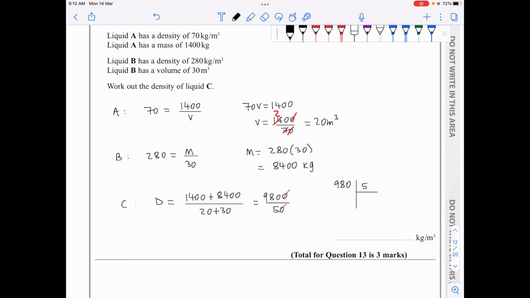Now 5 in 9 goes 1, a remainder of 4, and then 8 down. 5 in 48 is 9, and the remainder of 3 with a 0. So it's 196 kilograms per cubic meter. So this is what we get here in this question.